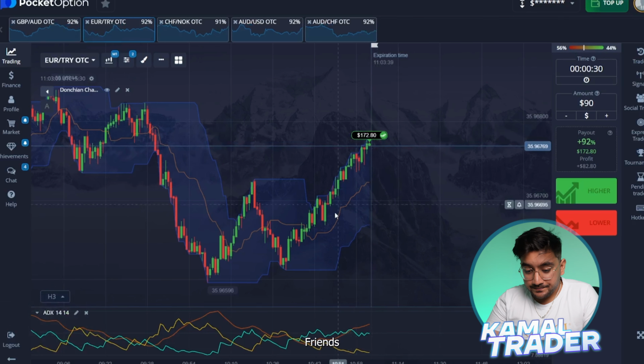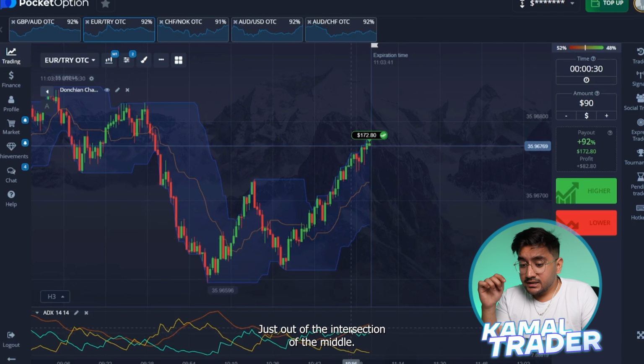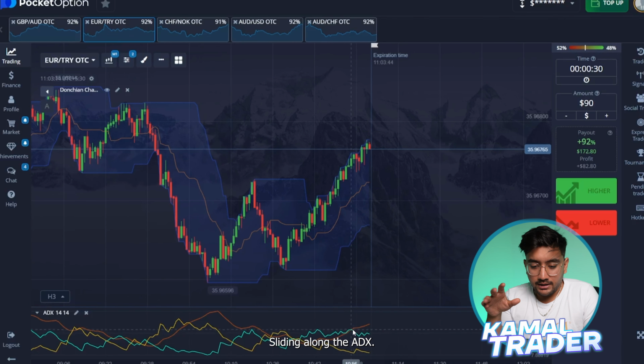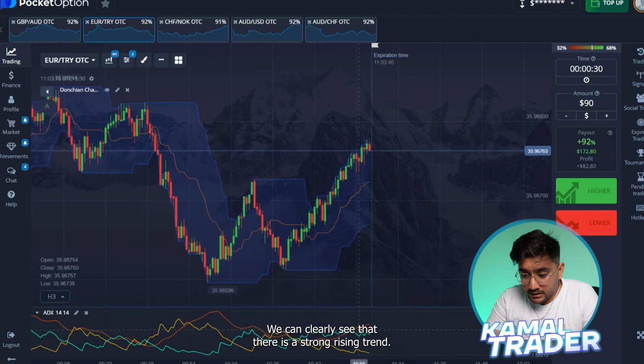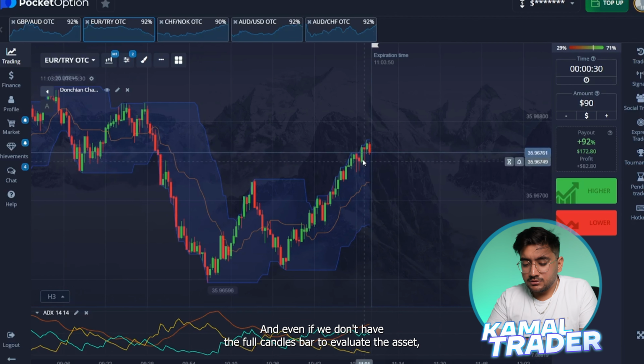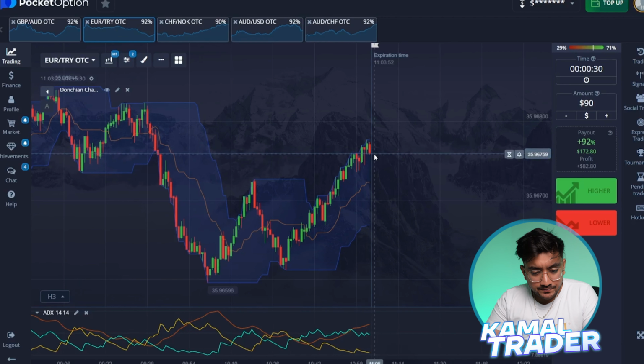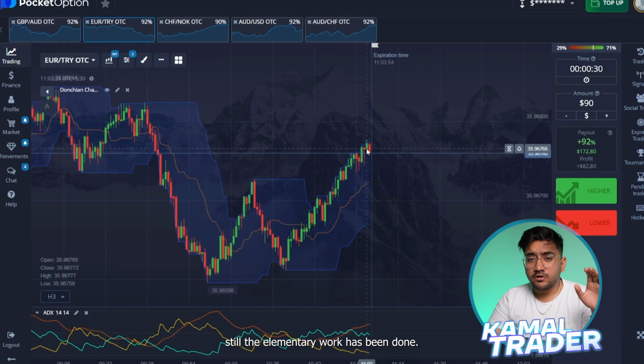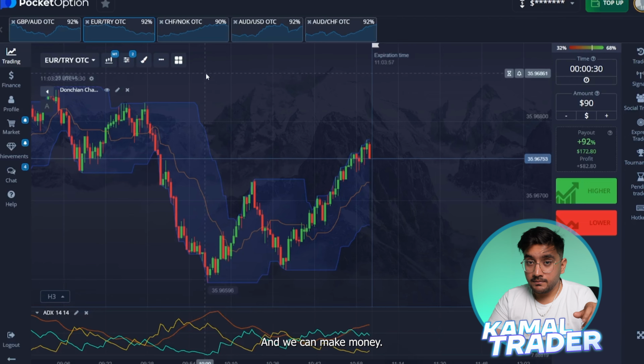Great work, friends. Just after the intersection of the middle sling along the ADX, we can clearly see that there is a strong rising trend. And even if we don't have the full candle bar to evaluate the asset, still the elementary work has been done, and we can make money.